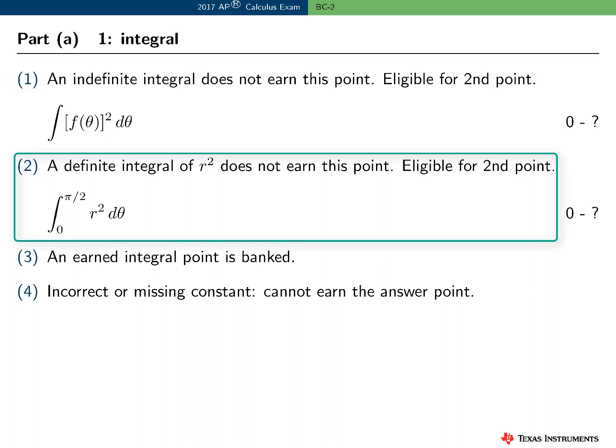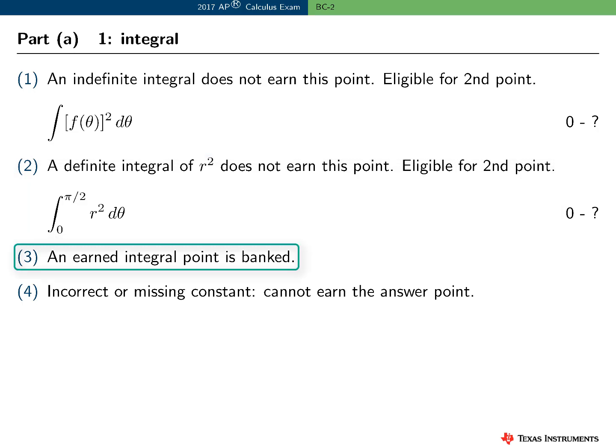A definite integral of r squared does not earn the first point. This is considered a general formula. However, the student could earn the second point. If a student earns the integral point, it is banked, and that means they can't lose it.